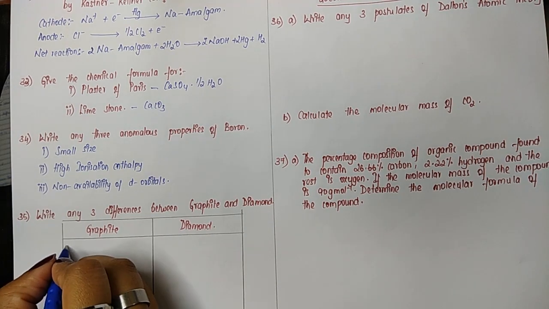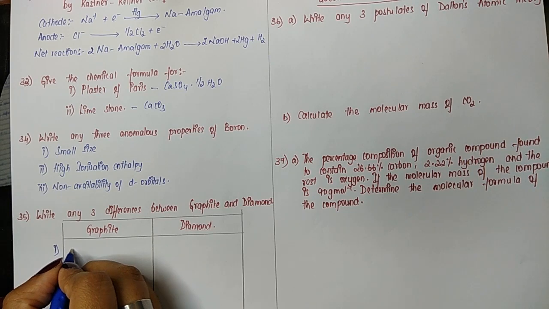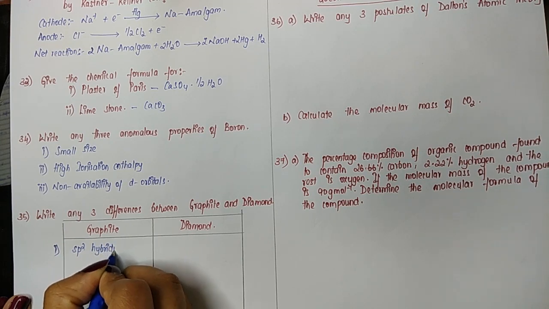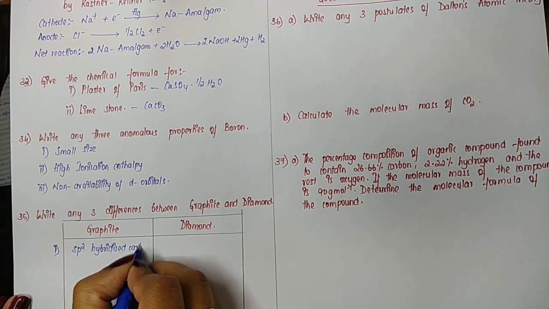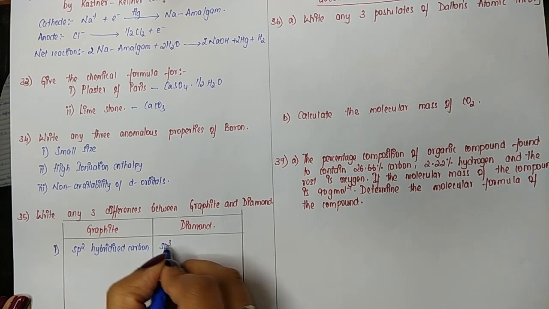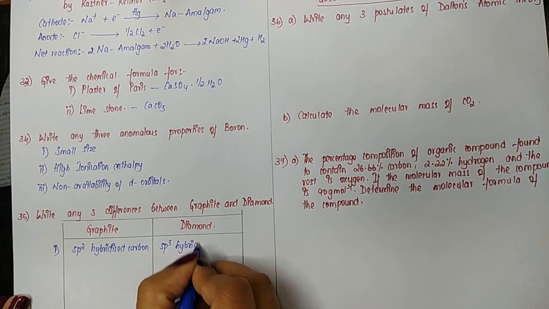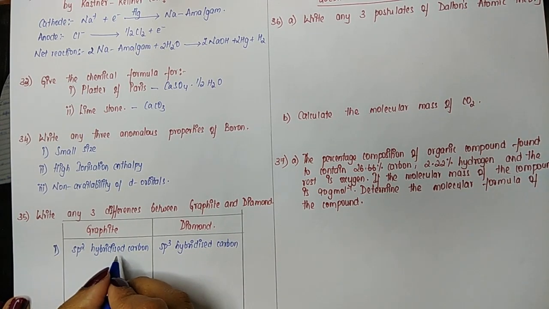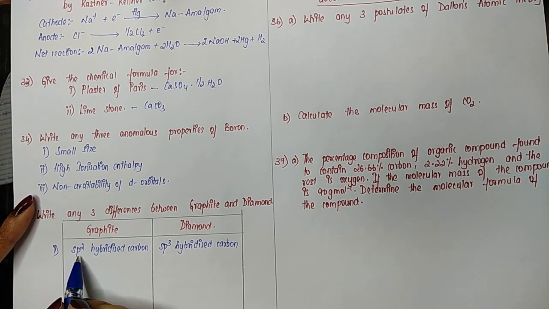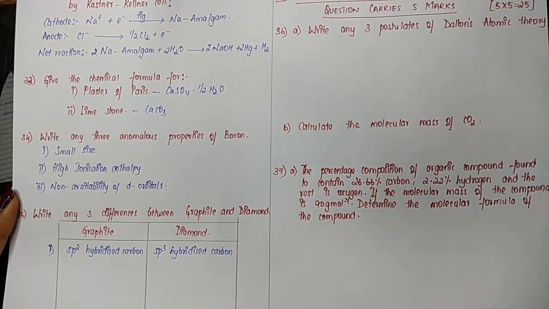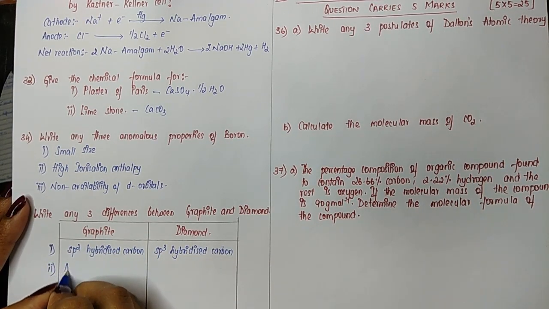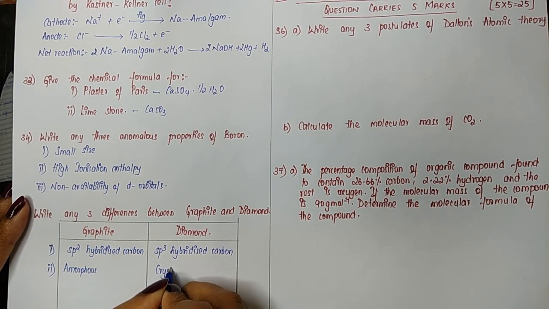So the first difference here is that graphite is sp2 hybridized carbon. This is sp3 hybridized carbon. Because diamond has only C-C bonds, whereas graphite will have benzene rings, and each carbon in a benzene ring is sp2 due to conjugation. Now the second point is the nature of graphite and diamond. This one, graphite is amorphous and diamond is crystalline.